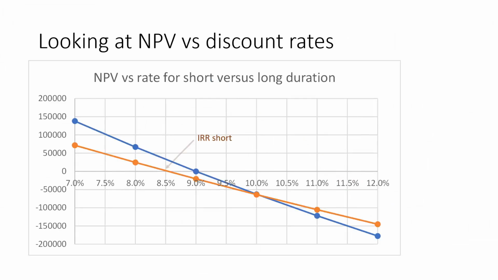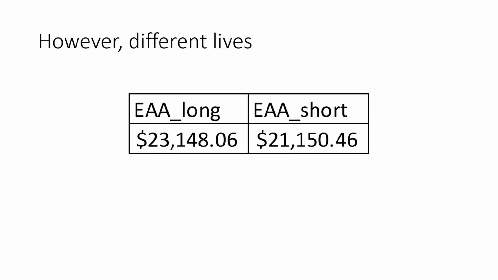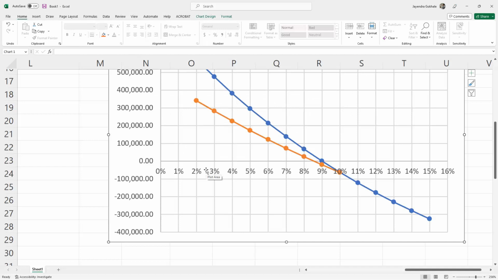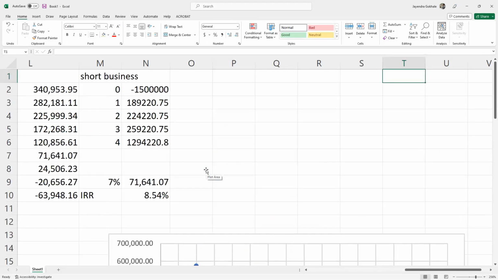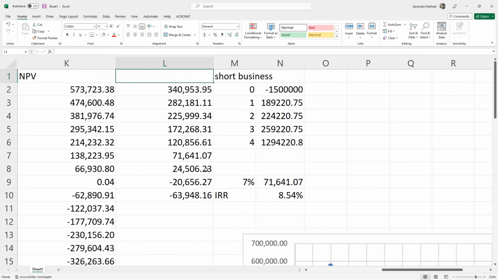So looking at the graph, IRR short is 8.54%. IRR of long is 9%. Notice that's where they cut the x-axis, 0, right? So, okay. But these projects are not equal. The first project is 8 years. The second project is 4 years. So we have to find out the equivalent annual annuity or the equivalent payment per year that would make me indifferent between these two net present values.